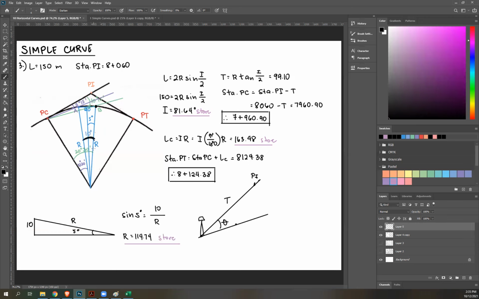This line bisects this angle. So this divides that into 2. So that's why this is 5. 10 divided by 2, 5. Okay?